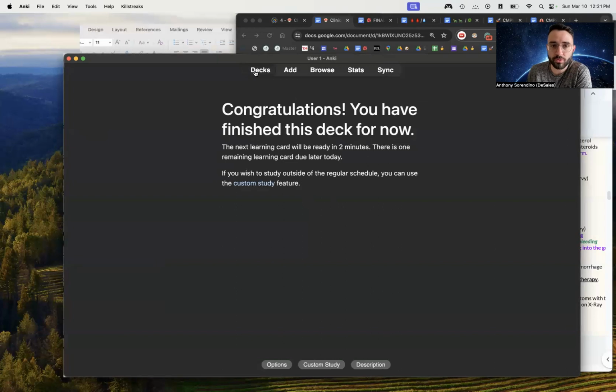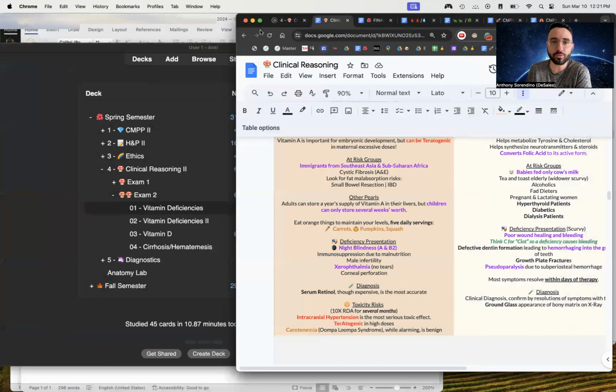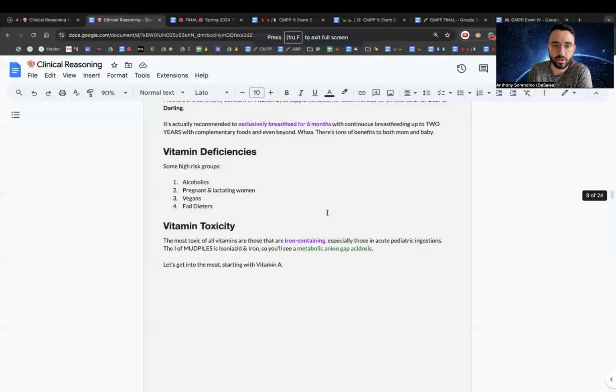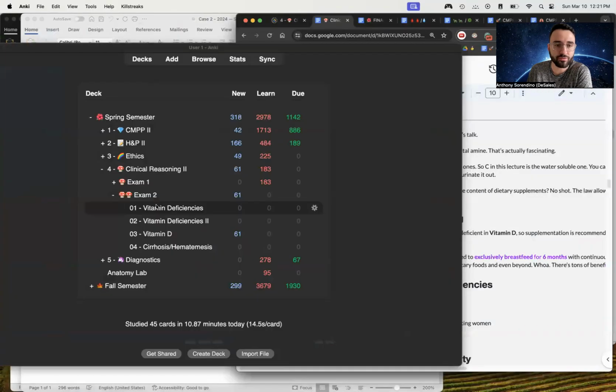All right, so the next learning card will come. Before we get into vitamin D, here's what we're going to do. We're going to create new Ankis for this deck.